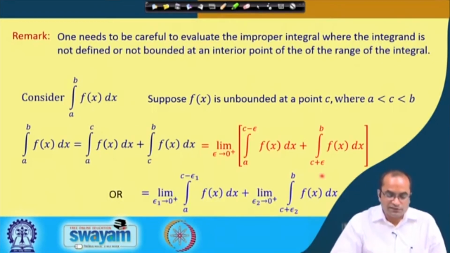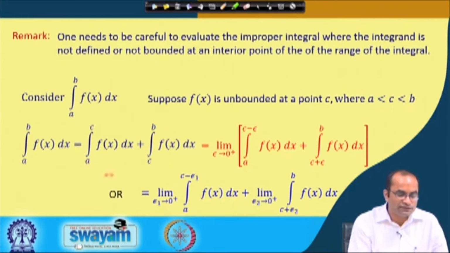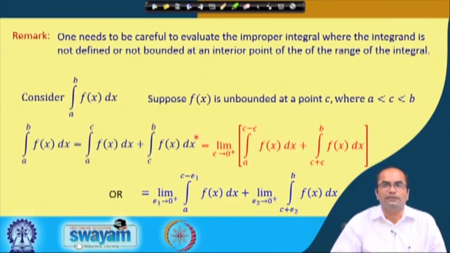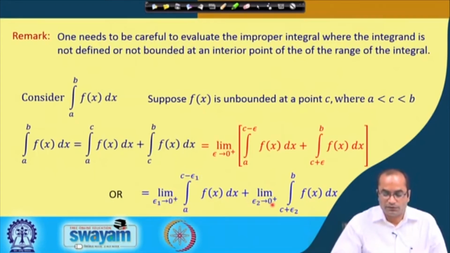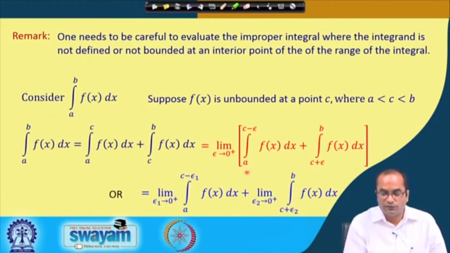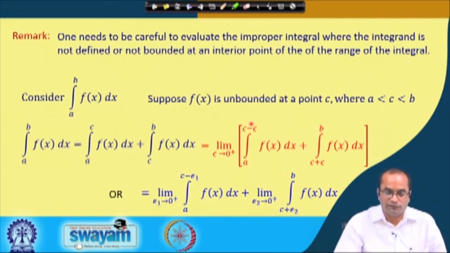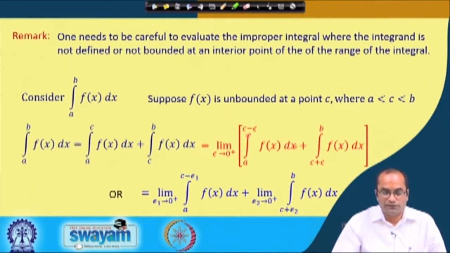In the second case, which is the correct one for the evaluation, we take epsilon 1 for the first integral, because these are two separate improper integrals. So we should deal with them differently. Here we have the limit as epsilon 1 goes to 0 of the integral from a to c minus epsilon 1, plus the limit as epsilon 2 goes to 0 of the integral from c plus epsilon 2 to b. So we have now considered these two integrals separately. In the first approach we introduced one epsilon and avoided the point there.